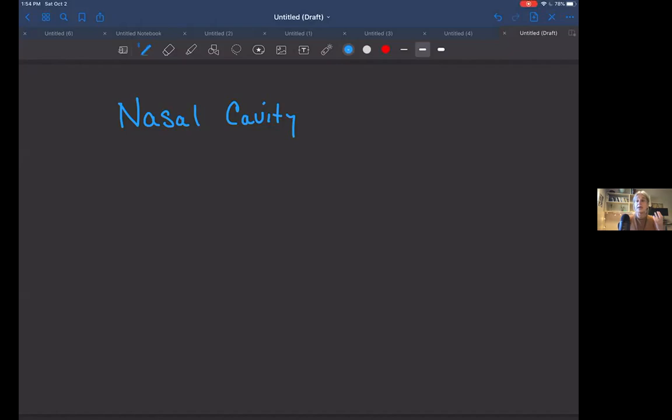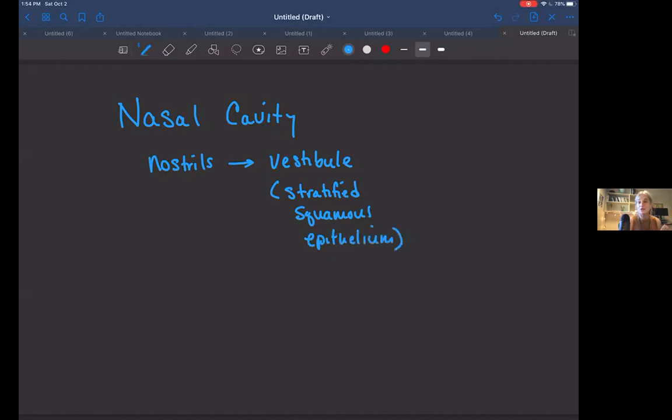Okay, so the outermost part of your nose, your nostrils, enter into a part of your nose called the vestibule. That is where you can stick your finger, right? This is stratified squamous epithelial tissue. So it's many layers of flat cells, just like your skin, right? So it consists of dead cells.